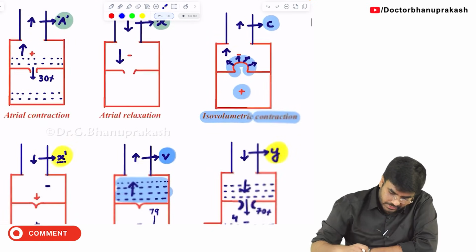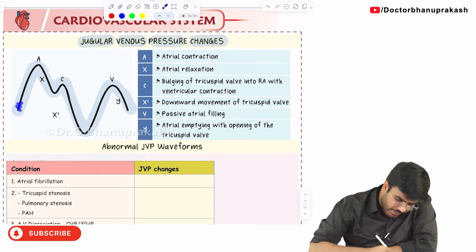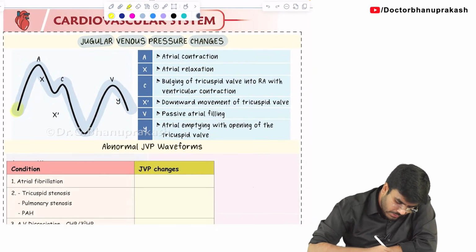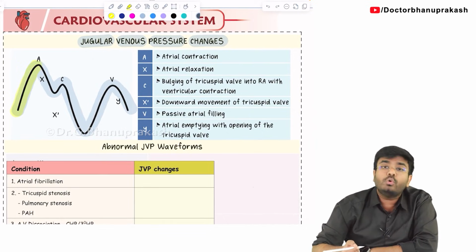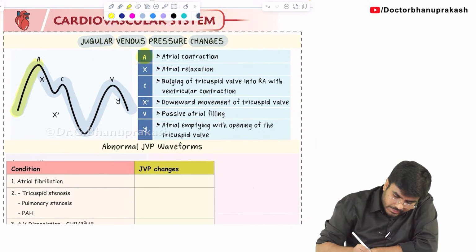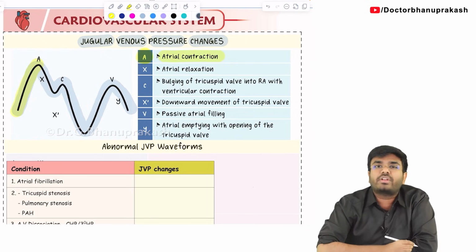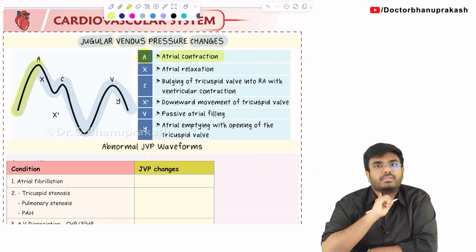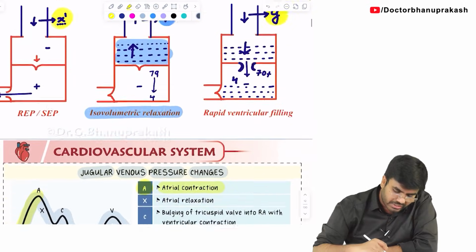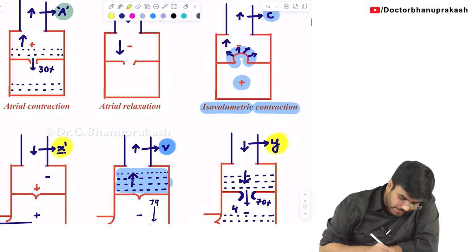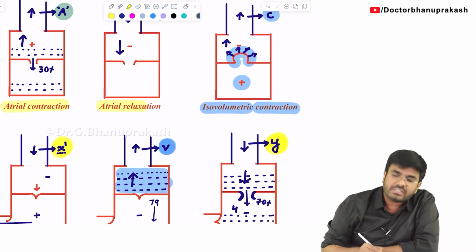Okay. So now you tell me this A wave in the JVP. Okay, the wave which I am highlighting here in yellow color. This A wave. This is due to atrial contraction. A wave is due to atrial contraction. Okay, whenever your atria is contracting, especially right atria is contracting, the pressure in the internal jugular vein increases. Next, after atrial contraction, what's going to happen? Okay, atrial contraction done. After that, atrial relaxation.